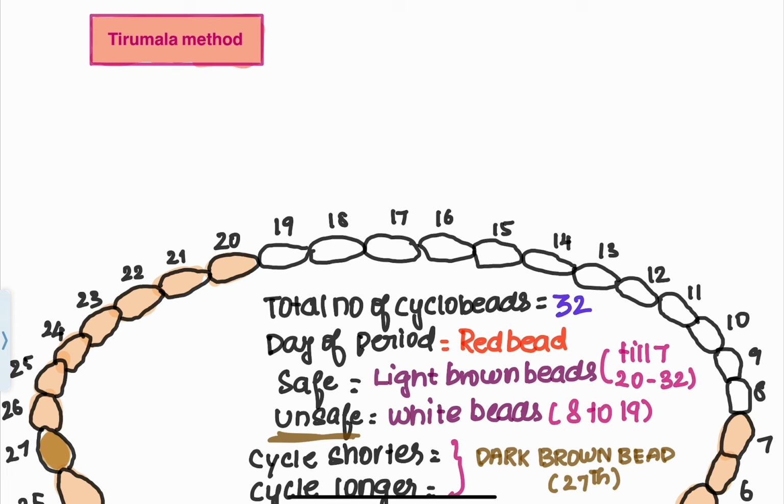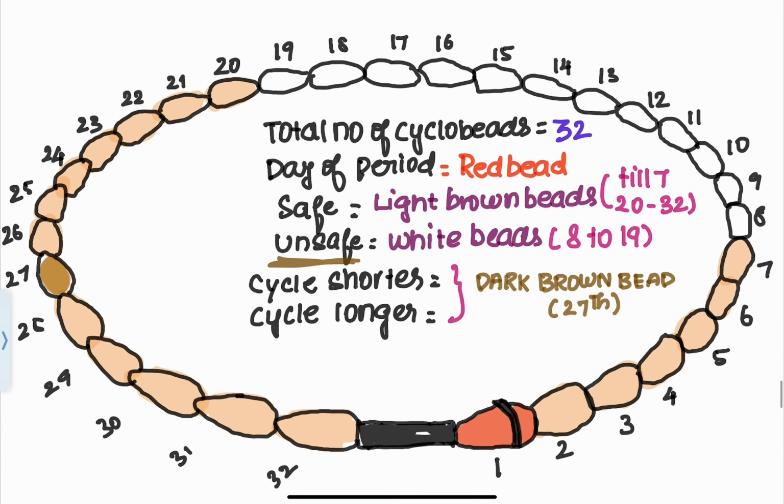Now, coming to the last method of natural contraception, the Tirumala method. It is something similar to a mala, right? As you can see here, it is very similar to a mala, and therefore it is called the Tirumala method. This Tirumala is basically composed of beads, which you can see in any mala, right?